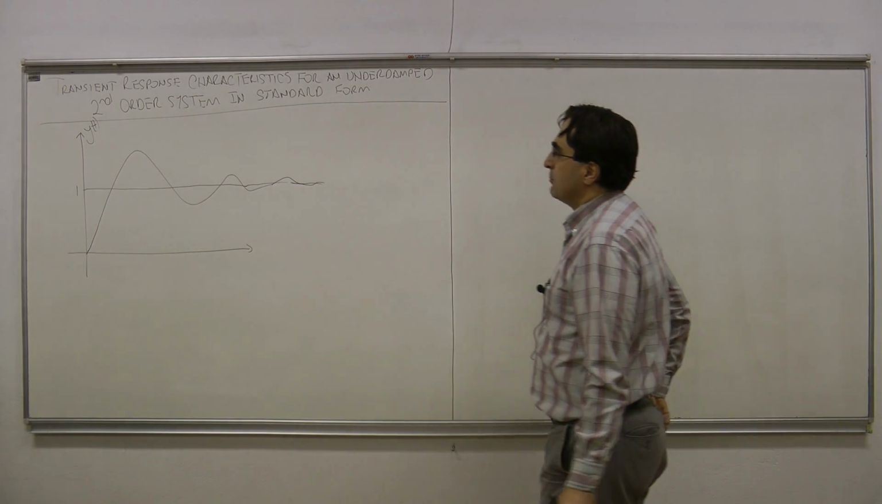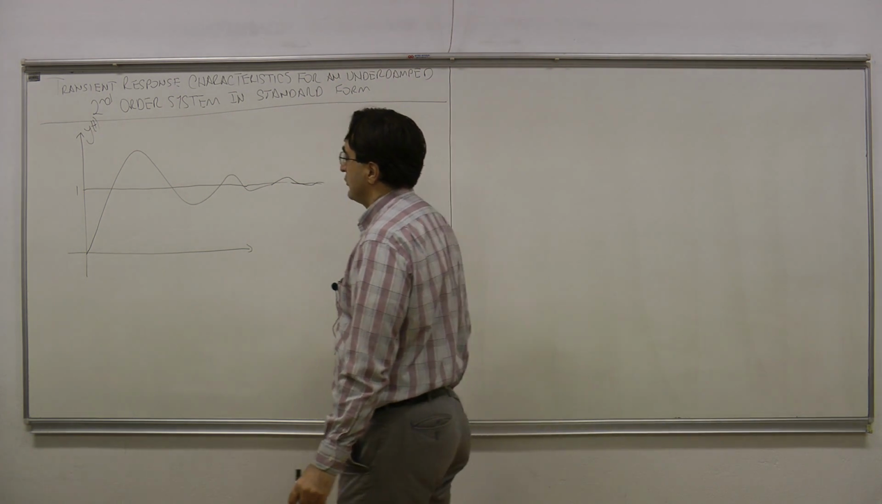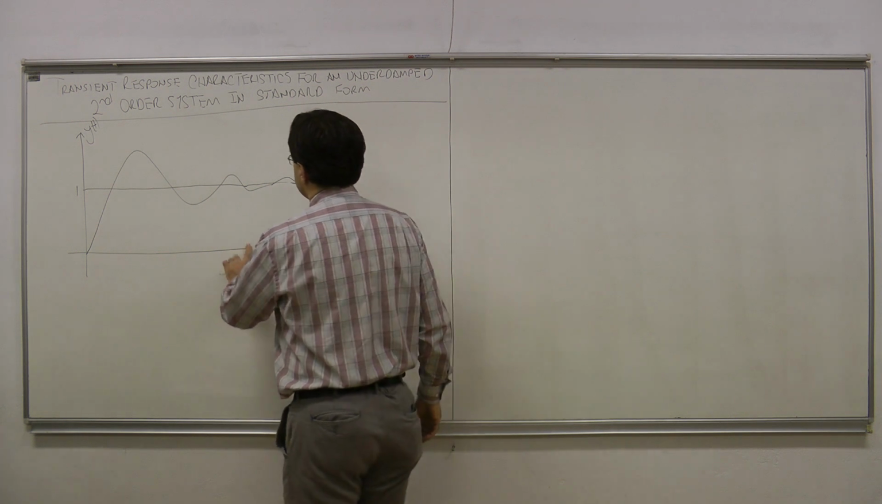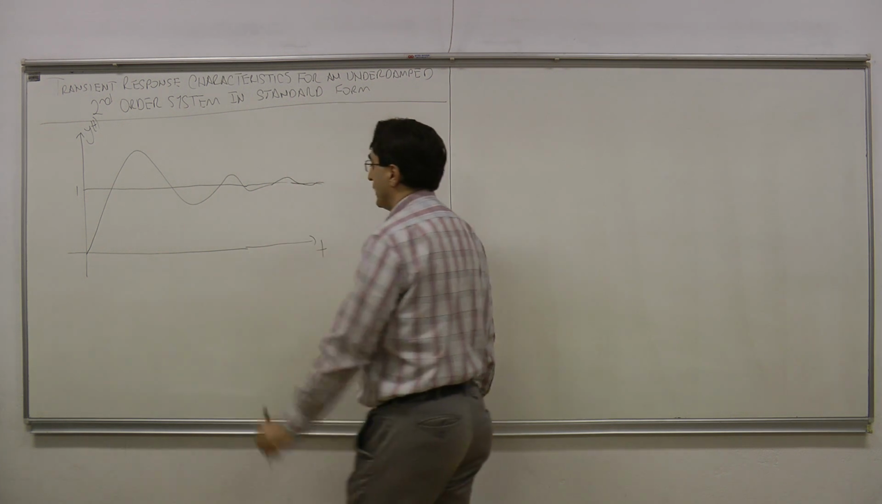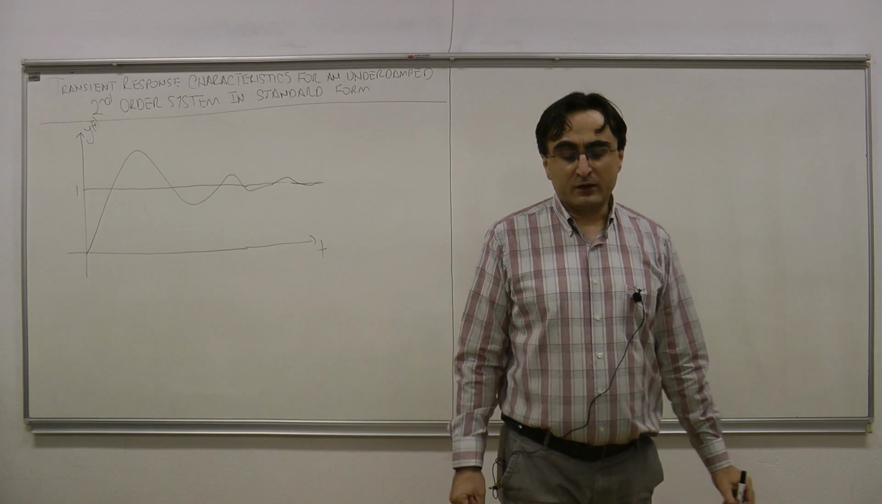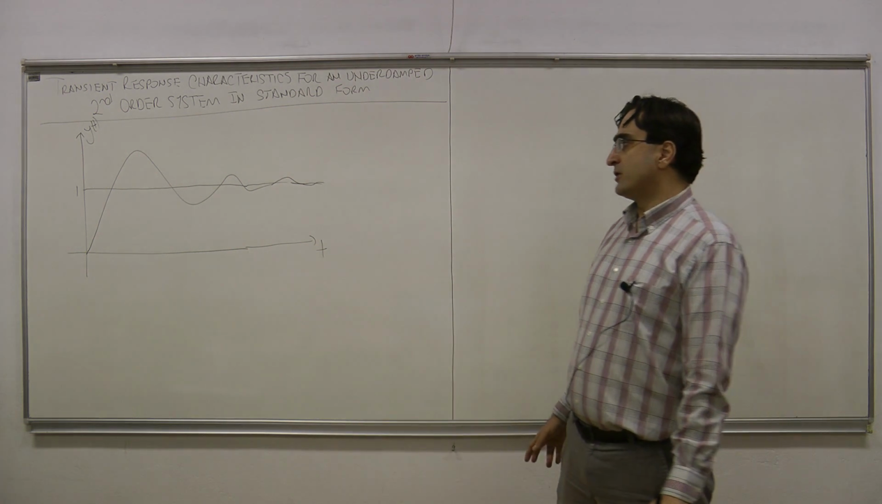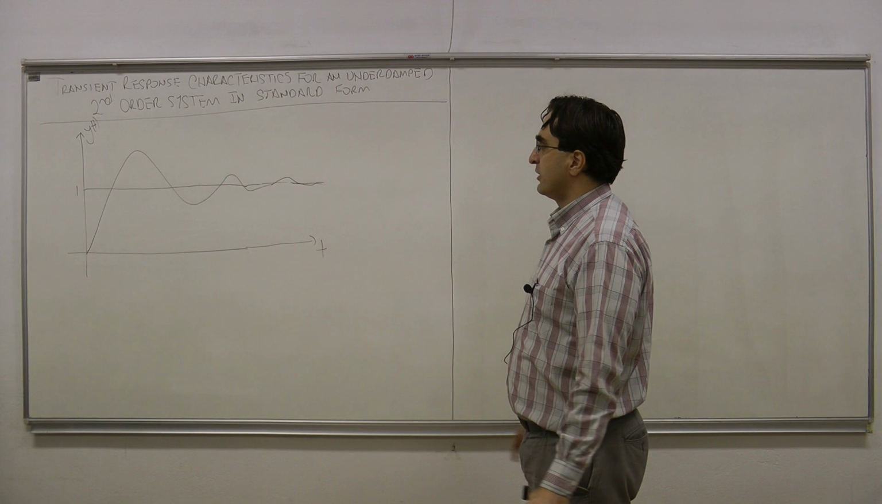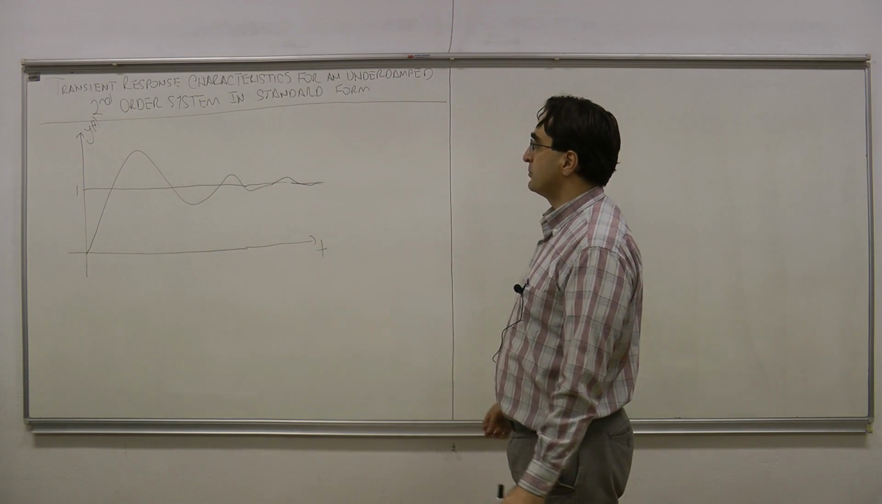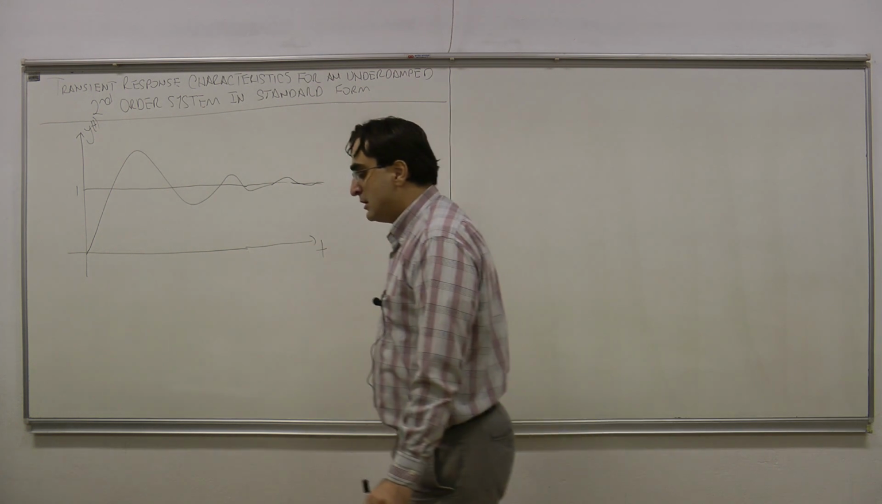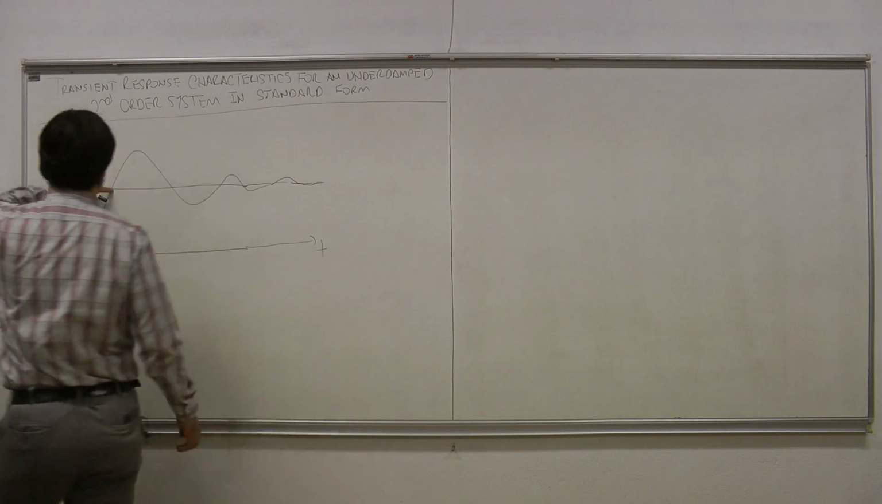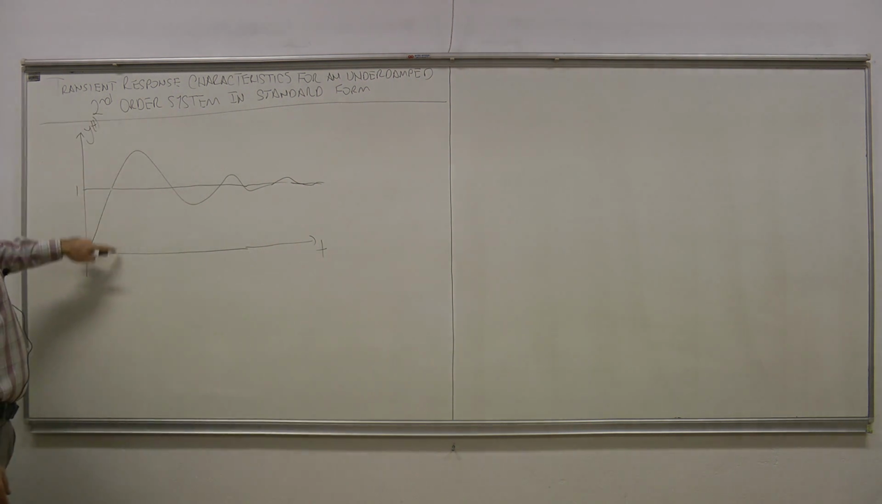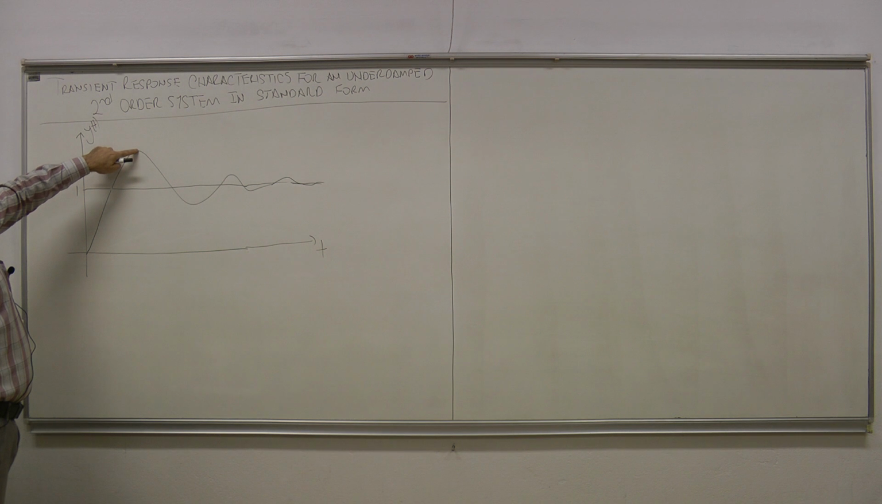So what can be some performance characteristics for such a response? This is the time axis, so that is my time. And the first performance measure that we are going to use for a system having this type of response is going to be the rise time. Then this is going to be the rise time of the system. And I will define also peak time.